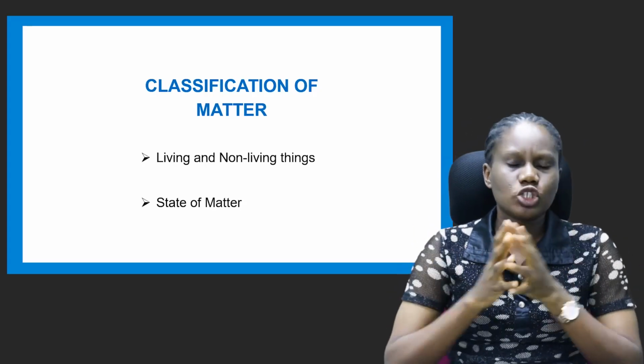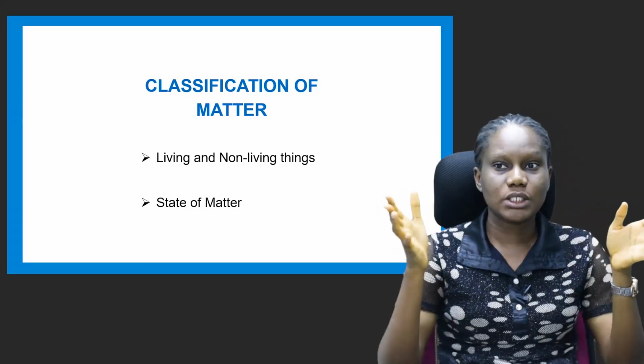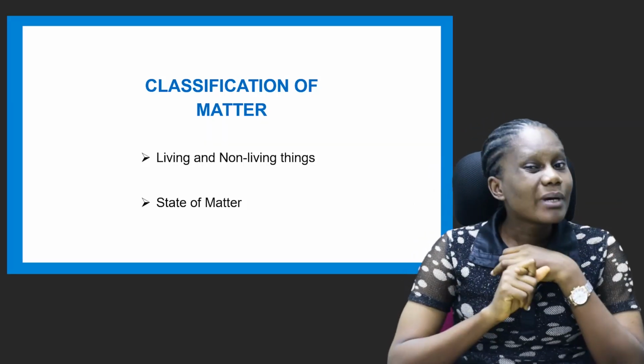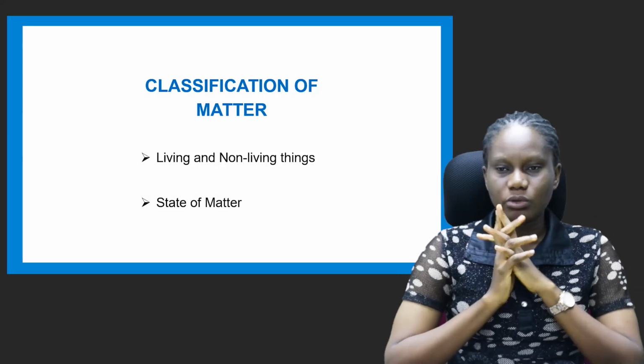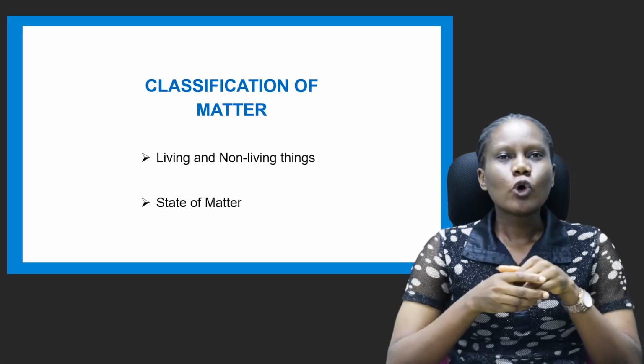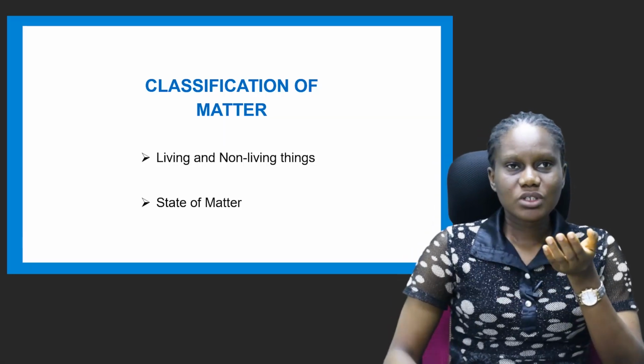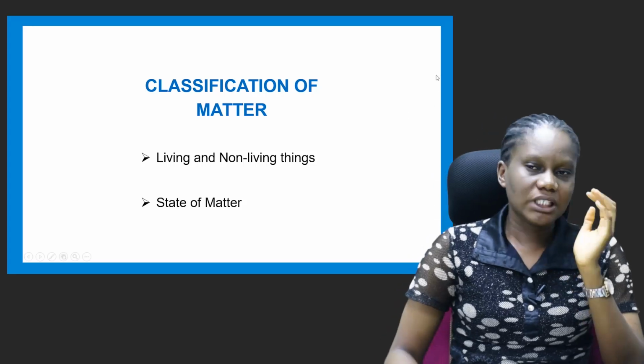So we have classification of matter. We can classify matter into two major categories. One, you can classify matter into living and non-living things, and you can also classify them by their states. I will just give you a brief explanation of the living and non-living things.